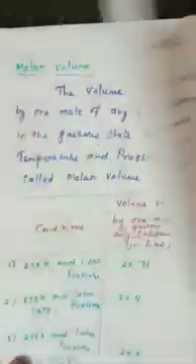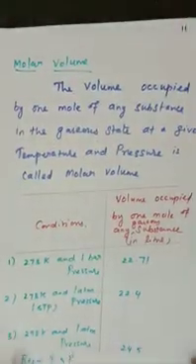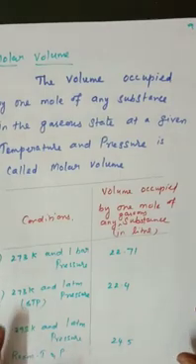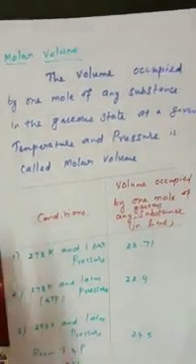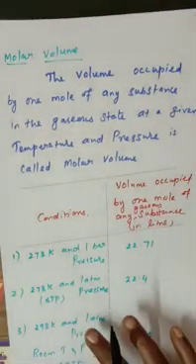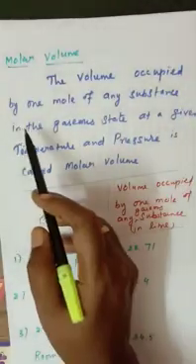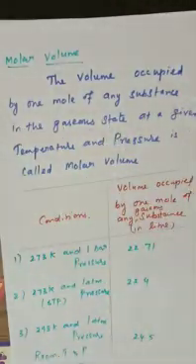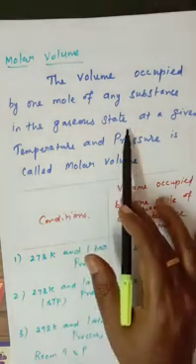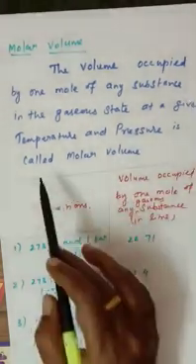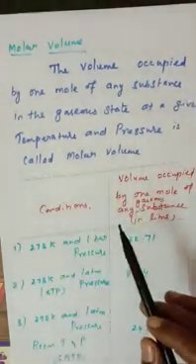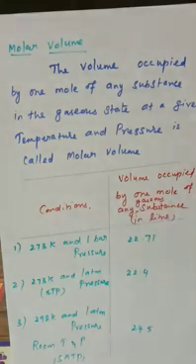And molar volume. What is meant by molar volume? I think you know that molar mass differs from molar volume, isn't it? The volume occupied by 1 mole of any substance in the gaseous state at a given temperature and pressure is called molar volume. So molar volume has to have some conditions.